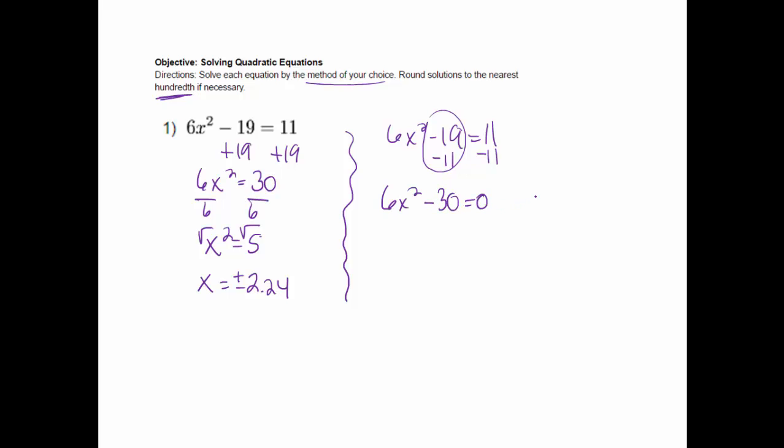Okay, and then equally important is labeling our parts correctly. The a is going to be 6, the b is going to be 0 because there's no term that has an x in it, and my c will be negative 30. So you might know the quadratic formula, but if you didn't pick the right a, b, and c, you are going to get it wrong.